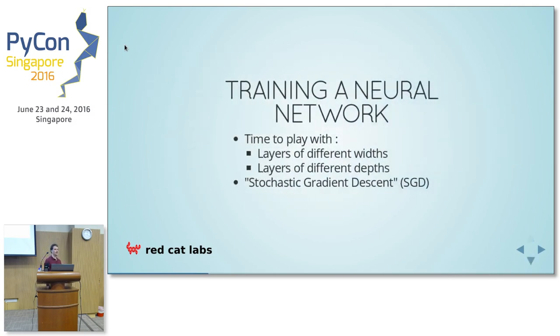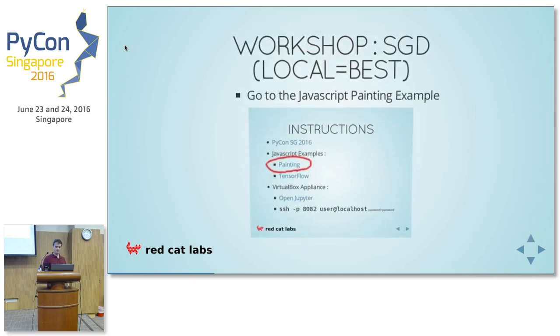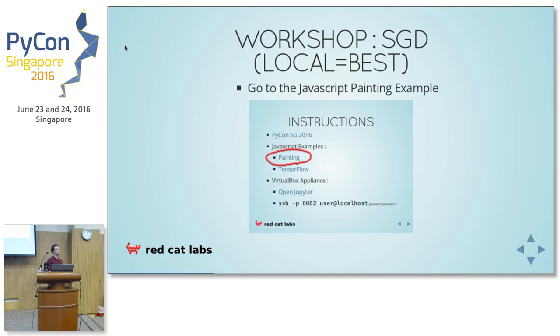So now we're getting to the time where we can actually do something. What I want to do is to train a little neural network, and we're going to play with how wide the layers are and how deep the network is, and we're going to use stochastic gradient descent. So if you now go to your presentation folder, it's the second page of your little presentation thing here. You'll see the JavaScript example painting. Is anyone utterly confused by this? If you're utterly confused, ask your neighbor.